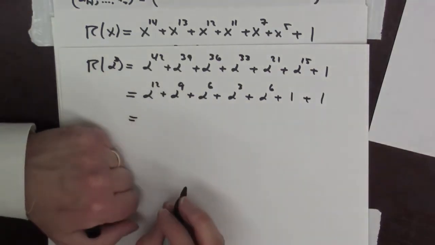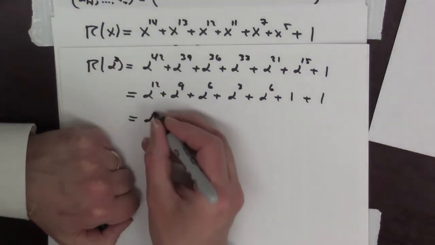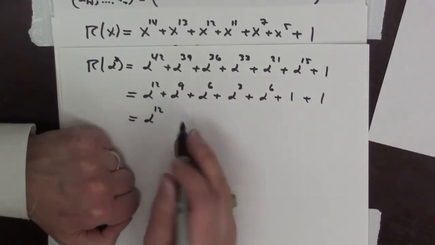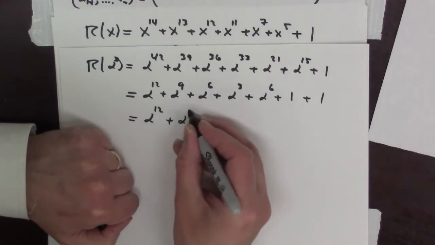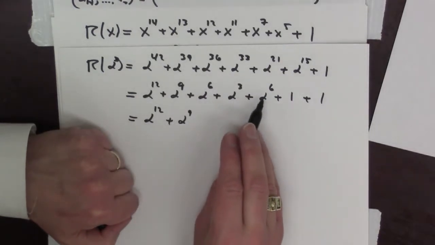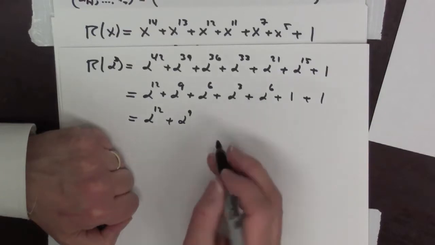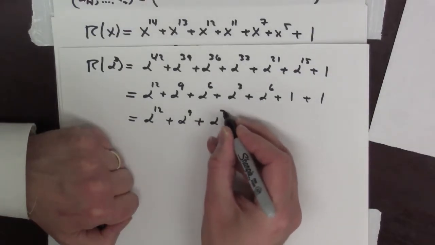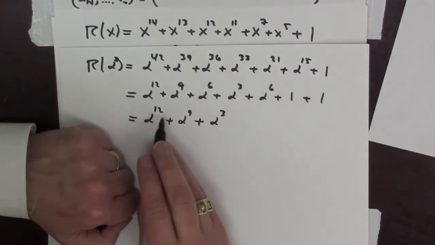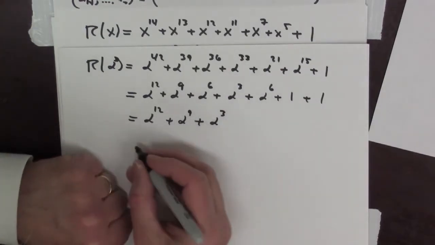So let's see what we have. We have an alpha to the 12. We have an alpha to the 9. Alpha to the 6 cancel with the alpha to the 6. Then we have an alpha cubed. And 1 plus 1 is 0. So we have alpha to the 12 plus alpha 9 plus alpha cubed.